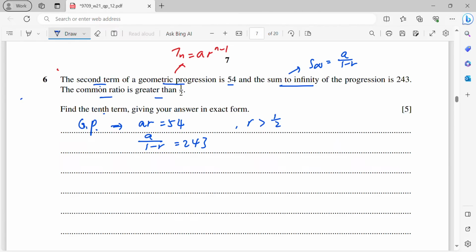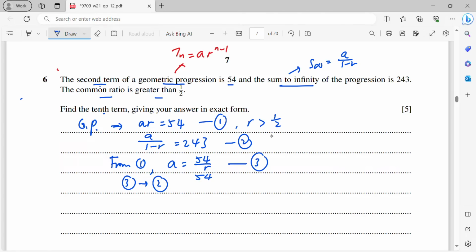Now find the 10th term. So you need to find T10. Before you get the T10, you need to find A and R first. So I will let this be first equation and second equation. I will say from first equation, my A is 54 over R. I get the R first. Let this be third equation. Now I substitute third into second equation.